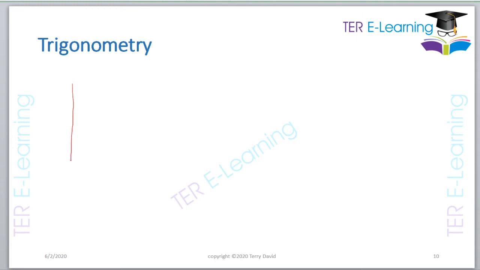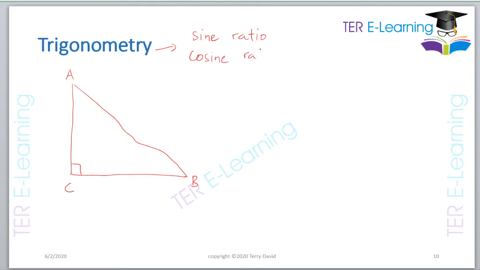Okay, so let's go back to our right angle triangle. I'm going to label my triangle here ABC again. Now, we're going to talk about what we call our trigonometric ratios. So we have something called the sine ratio. We have something called the cosine ratio. We have something called the tangent ratio.